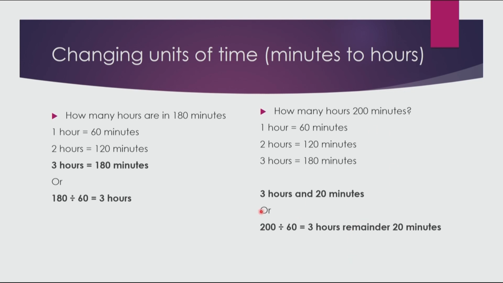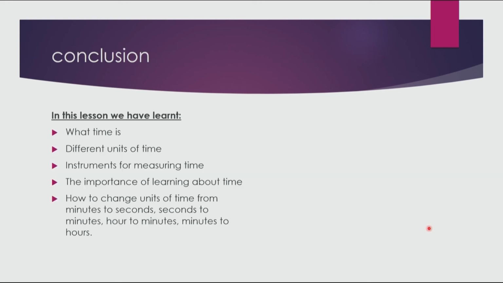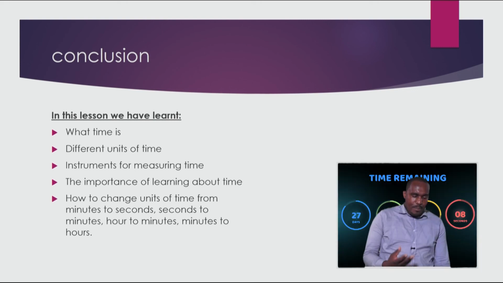The other way is you divide. You say, how many 60s are there in 200? You find there are 3 60s in 200, and then there is a remainder of 20. So that remainder is the minutes. So you say there are 3 hours and 20 minutes in 200 minutes. Good. So you can try practicing.